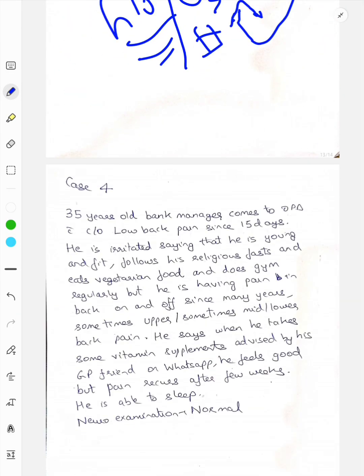And the last case for today, the last OPD patient for today, is a 35 years old. So the fourth patient, a 35-year-old bank manager, a young patient with less exposure to sunlight, comes to the OPD with low back pain since 15 days. A not very significant duration, right? He says that he is irritated, saying that he is young and fit, follows his religious fast, eats vegetarian food and does gym regularly.